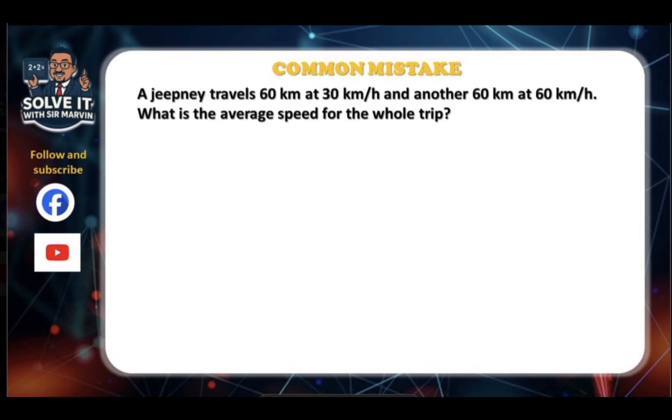So what's the common mistake some students do in solving this problem? Some students tend to just get the average of the two speeds given. So they will just add 30 plus 60 and then divide it by 2. So you'll get 45. So the answer will be 45 kilometers per hour. But this is incorrect. This is wrong.